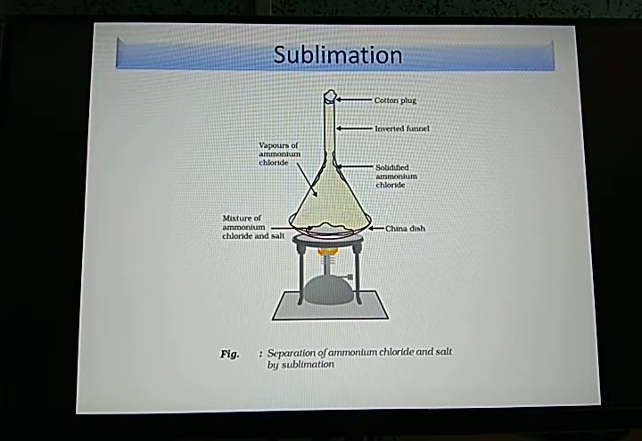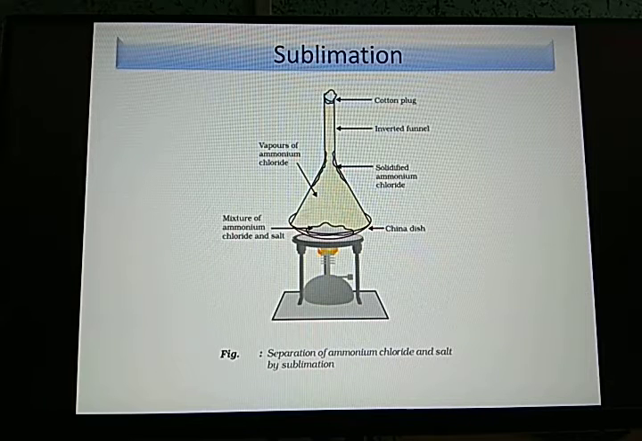This is an experiment of separating ammonium chloride and common salt. Ammonium chloride is also a kind of salt, but it is not like the common salt that we take in our everyday use. Why? Because ammonium chloride is a sublimable substance. That means it shows sublimation. That means the boiling point of ammonium chloride is less. It can easily be vaporized if we apply heat, unlike common salt, which will not get vaporized that easily.